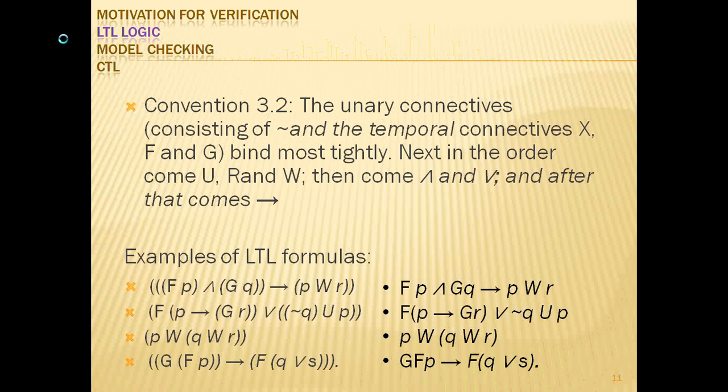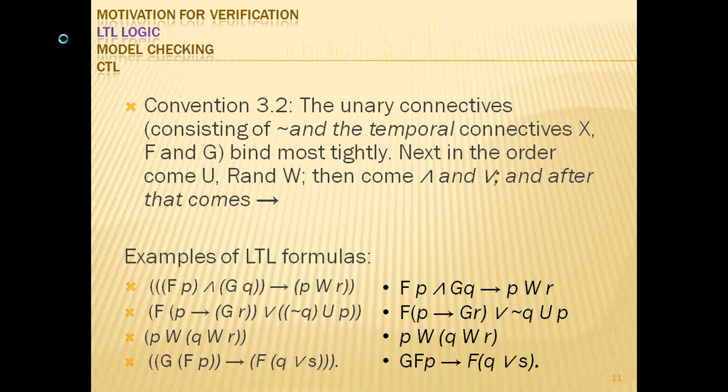And we have a convention which is used to bind the connectives with connectives. So it states that the unary connectives consisting of negation and the temporal connectives X, F and G bind most tightly. Next in the order comes until, release and weak until. Then comes and, or, and after that comes implies.